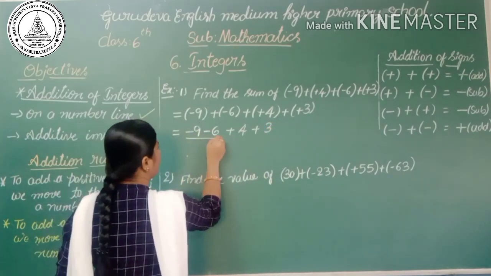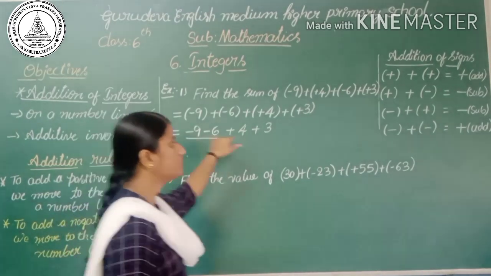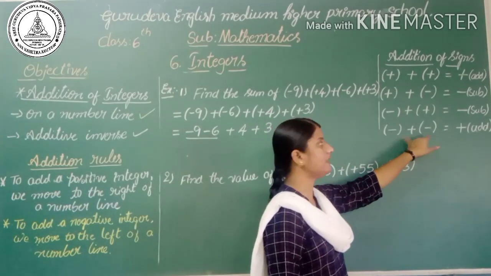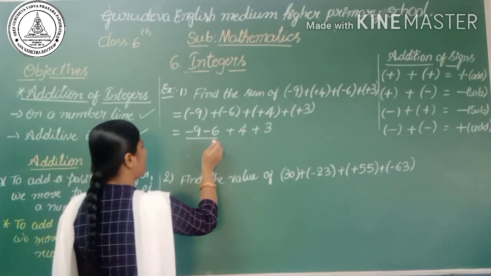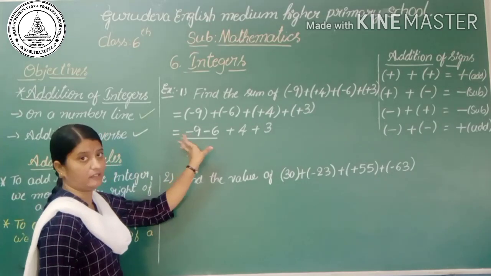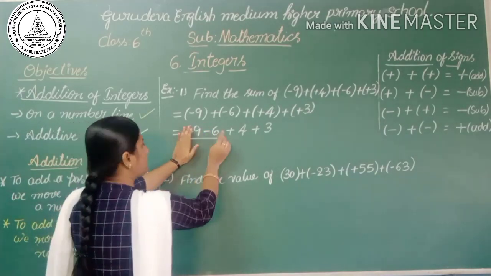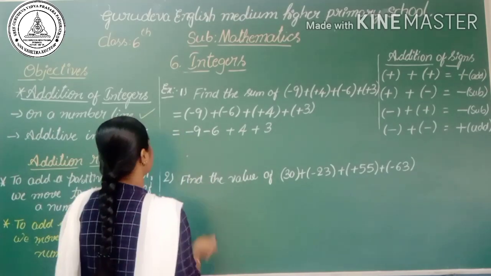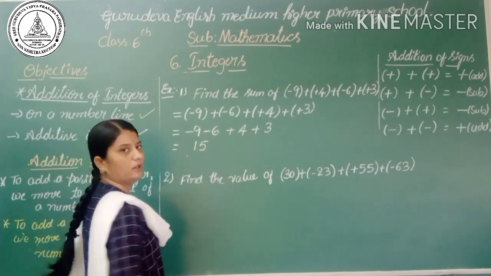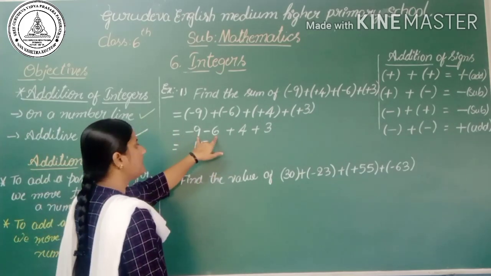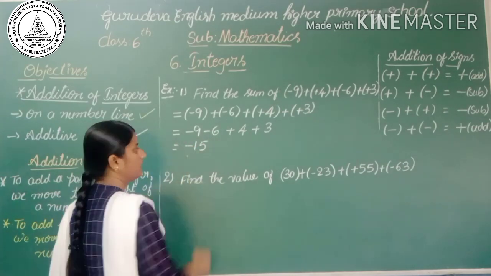Now see here, these two integers have like signs. So what do we have to do? If two integers have like signs, we have to add. 9 plus 6: while adding, we ignore the signs. So 9 plus 6 is equal to 15. Compare 9 and 6. 9 is the greater value, so we keep that sign.